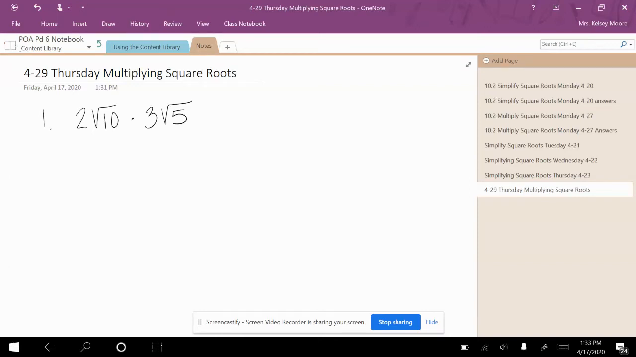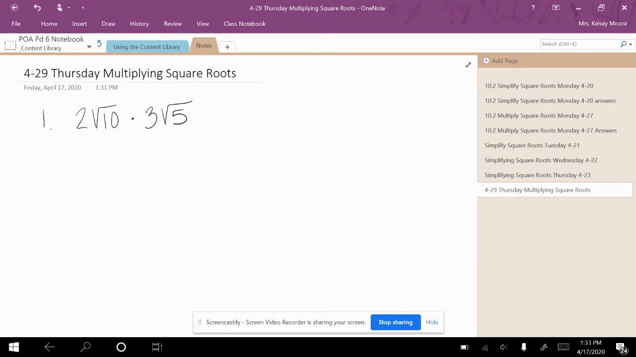Okay, here is a video on multiplying square roots together whenever you have numbers on the outside of the radicals. So it's kind of like multiplying like terms together. The 2 and the 3 are like terms because they are both outside of the radical. And then the 10 and the 5 are kind of like terms because they are inside of the radical.